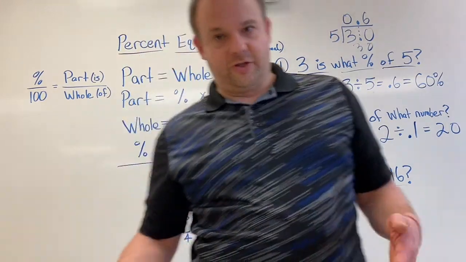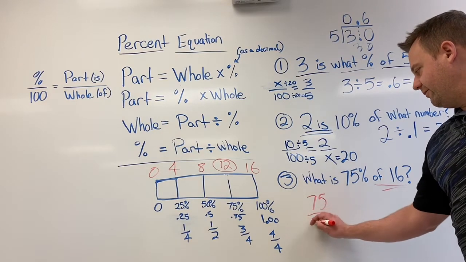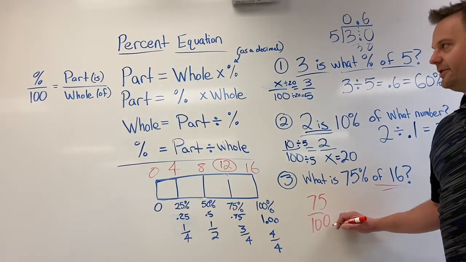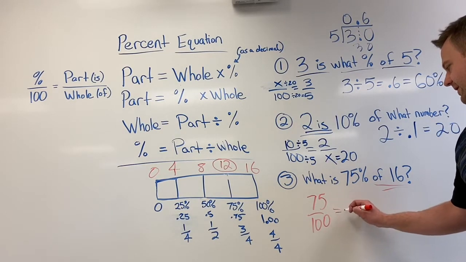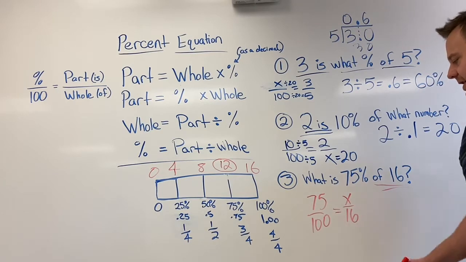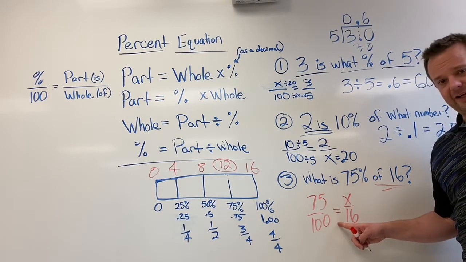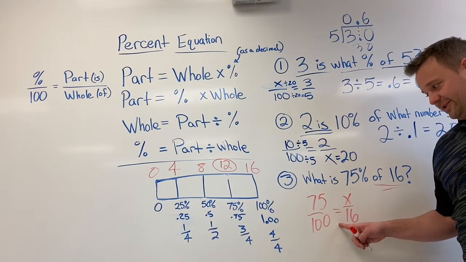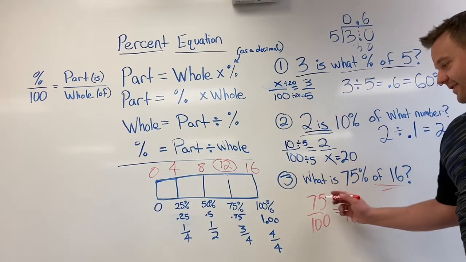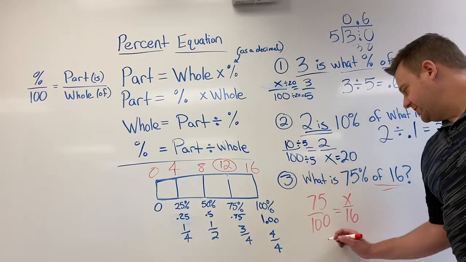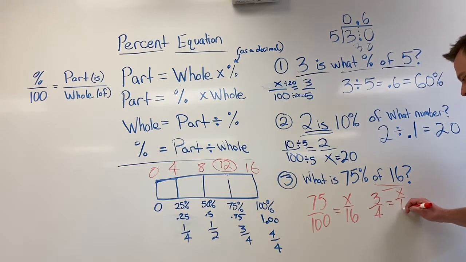But let's show the proportion and be complete about it. So the proportion is 75 out of 100, 75 per 100, because per cent, like 100 pennies in $1, equals what out of 16? Well, no relationship. It's difficult to find the relationship, kind of like a middle school student trying to find a relationship. So we have to reduce this to lowest terms. So 75 over 100, reduced to lowest terms, is 3/4. So 3/4 equals x out of 16.